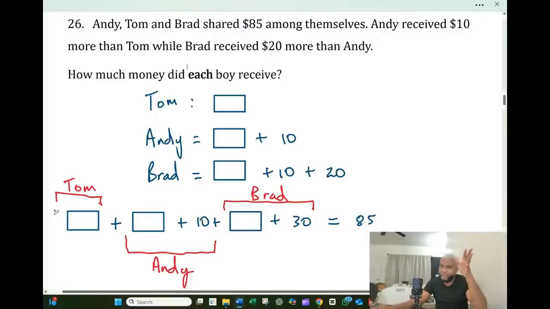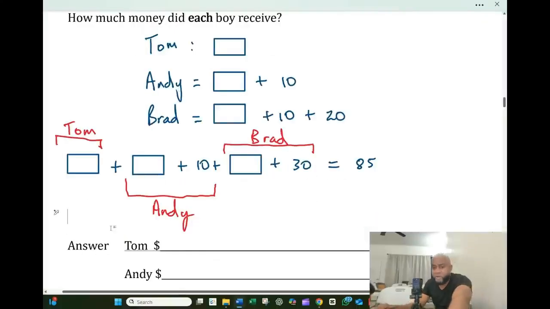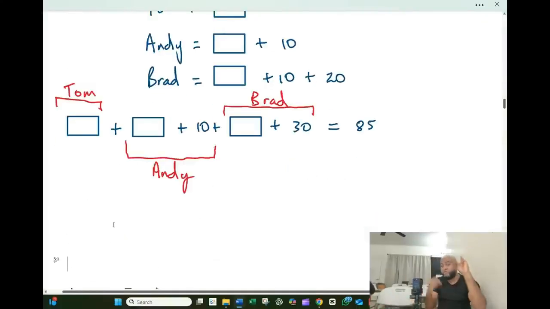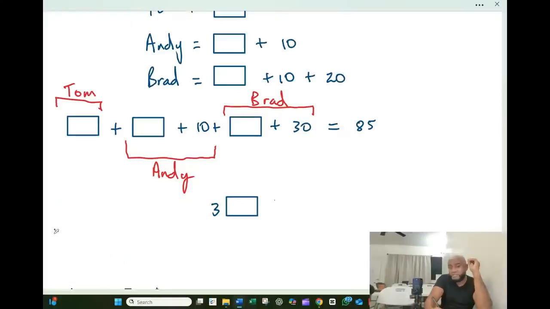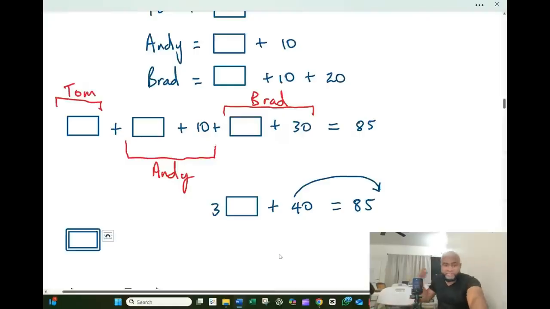Now, I can't add the numbers and I can't add the amount of boxes, right? So we have 3 boxes. So I'm going to put 3 and then let me paste a box. 3 of those boxes plus 10 plus 30 is 40 would be equal to 8,500. Everybody with me so far? So here we're going to take this 40 and do the opposite of add on this side, which is to minus.